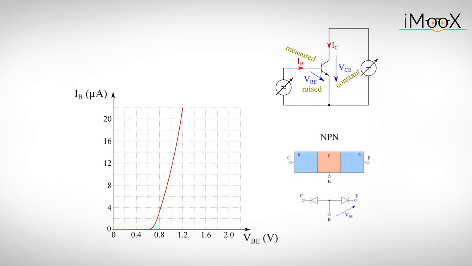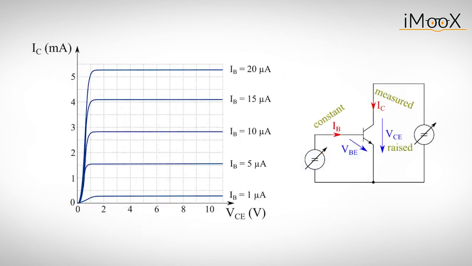You may recognize this characteristic as the behavior of a forward-biased diode, which makes a lot of sense if you remember the simplified diode circuit from our last video. If we do the measurement again for different positive values of VCE, we will see not much difference in the behavior. If we also measure the collector current IC for different values of the collector emitter voltage VCE, we can determine another function called the output characteristic of the transistor.